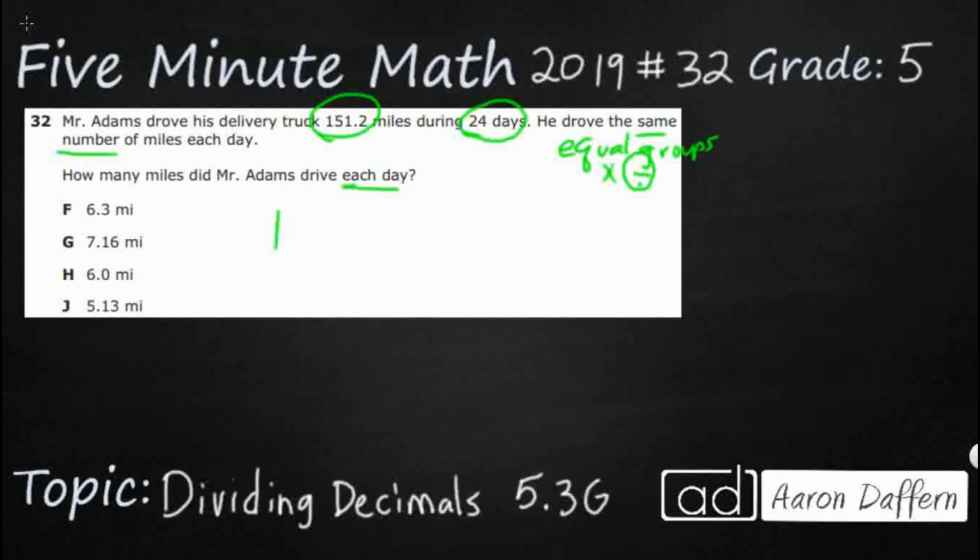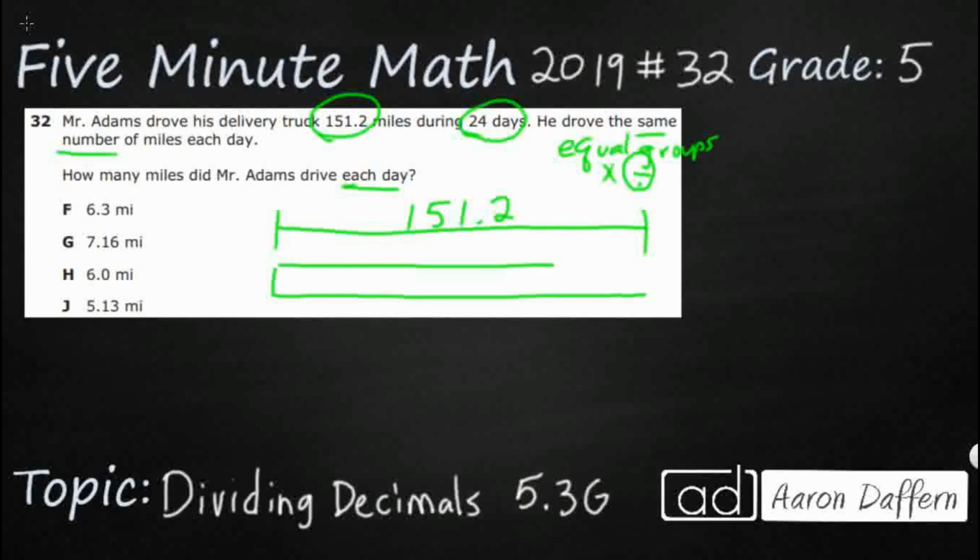If we were to look at this as a strip diagram, it would look like 151.2 is our total, and we wanted to break this up into 24 chunks. I'm not going to pretend like I can draw 24 chunks, so let's just pretend this is 24. We'll just say 24. So how do we divide a decimal by a whole number?